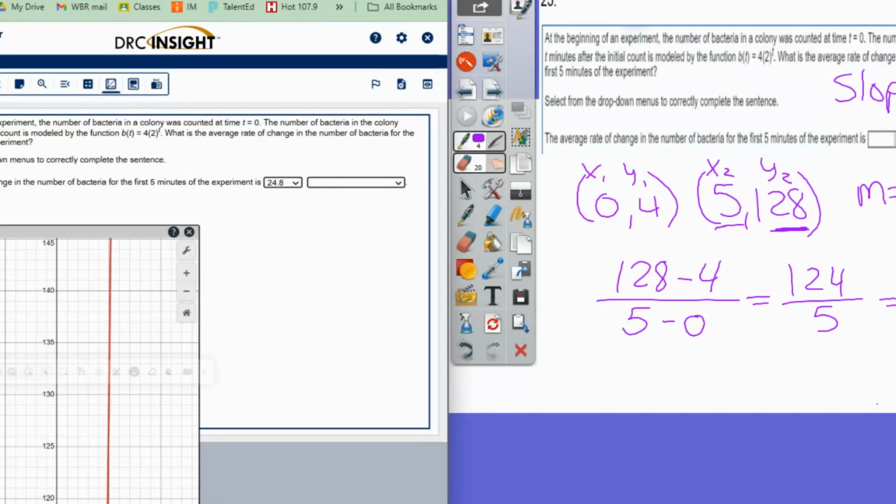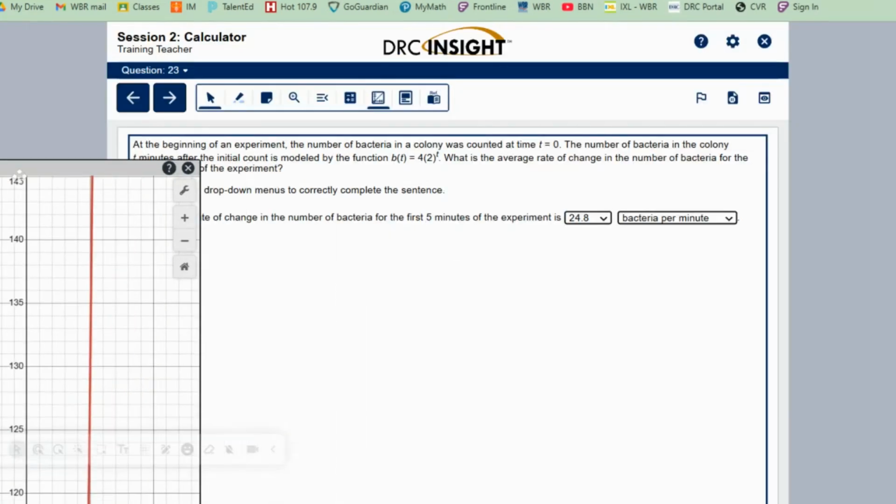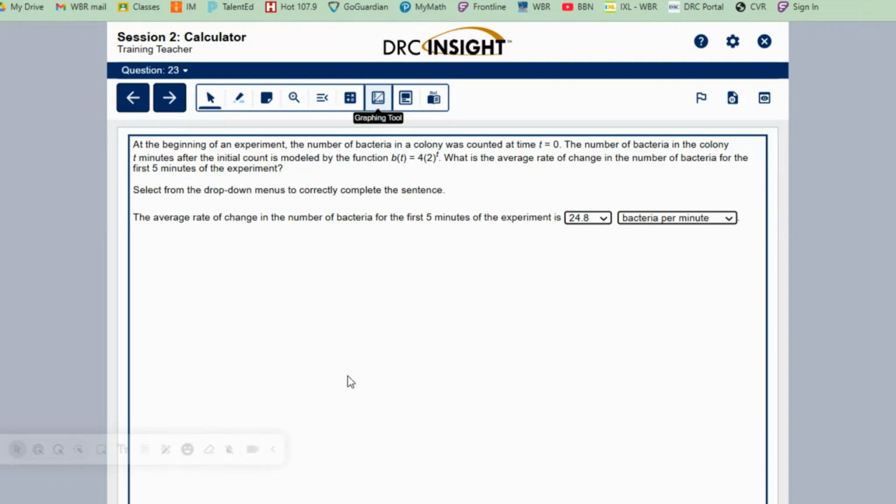24.8 bacteria per minute. A rate of change is always going to have a per. So it's 24.8 bacteria per minute. Make sure you have that written. Make sure you have it, your Desmos graph. So y'all should have all those notes. Good job, good job.